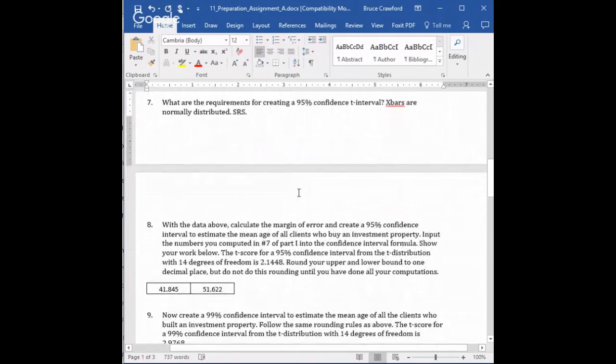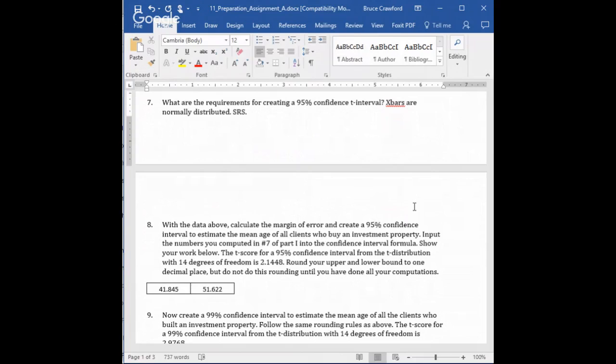With the data above, this is number 8, calculate the margin of error and create a 95% confidence interval to estimate the mean age of all clients who buy an investment property. Input the numbers you computed in number 7. I didn't compute any numbers in number 7.